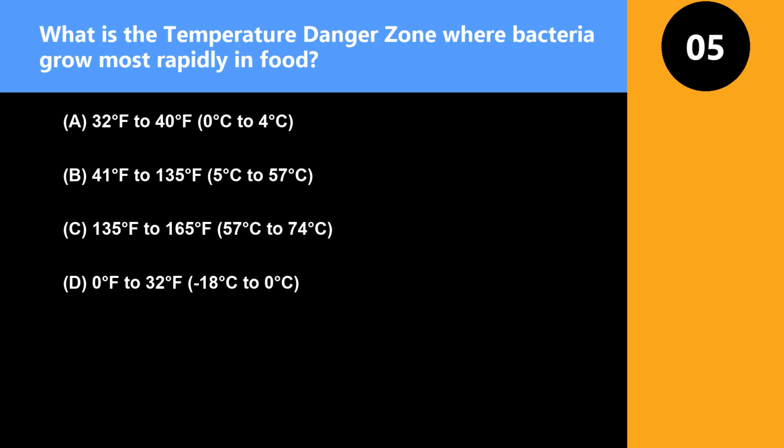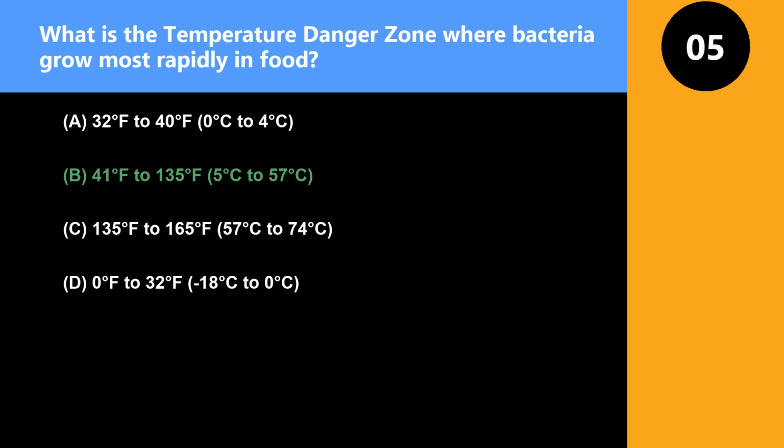Question 5. What is the temperature danger zone where bacteria grow most rapidly in food? Option A. 32 degrees Fahrenheit to 40 degrees Fahrenheit, 0 degrees Celsius to 4 degrees Celsius. Option B. 41 degrees Fahrenheit to 135 degrees Fahrenheit, 5 degrees Celsius to 57 degrees Celsius. Option C. 135 degrees Fahrenheit to 165 degrees Fahrenheit, 57 degrees Celsius to 74 degrees Celsius. Option D. 0 degrees Fahrenheit to 32 degrees Fahrenheit, minus 18 degrees Celsius to 0 degrees Celsius.